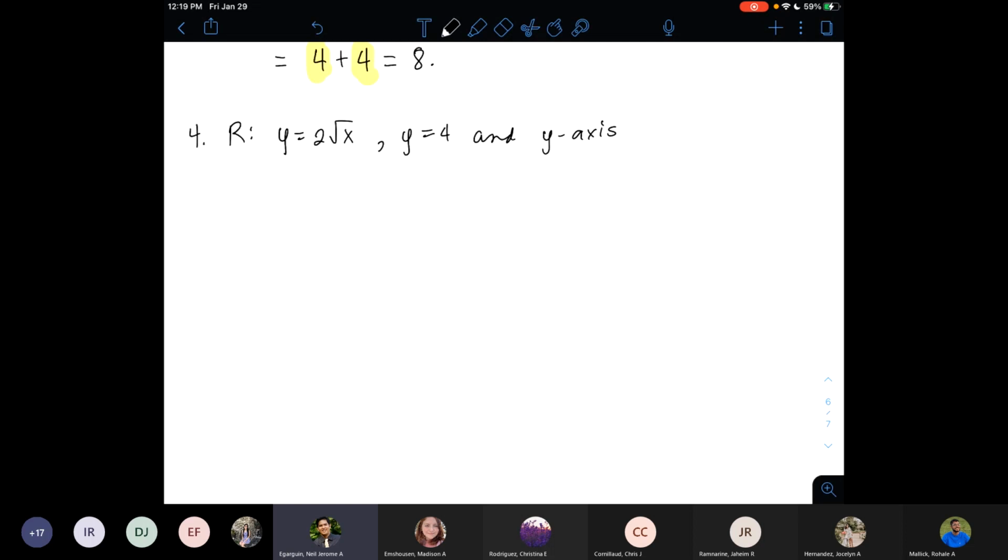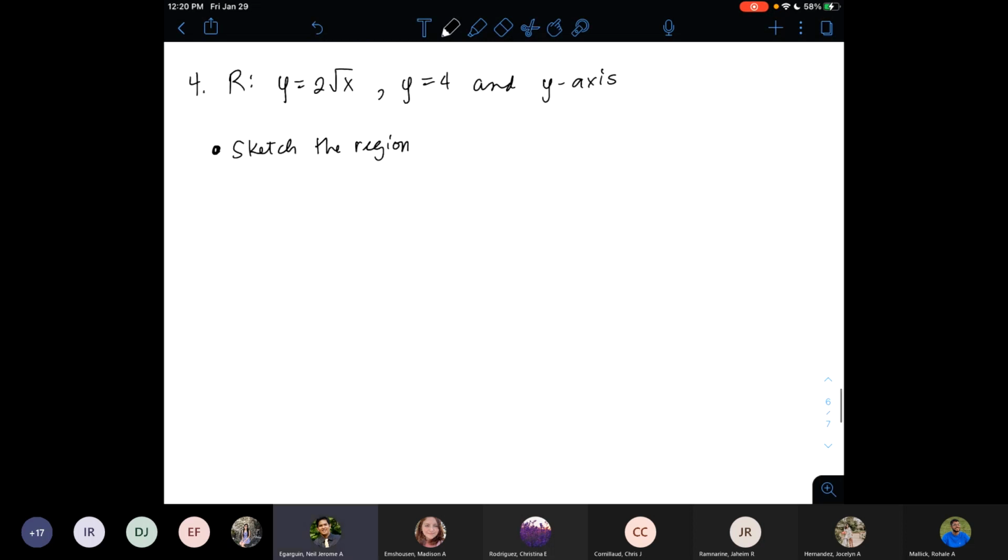Again, the first step is to sketch the region. At least obtain a good idea of how the region looks. The main point here is we need the points of intersection and to know what is the function on top or at the bottom, right? So here I'll start with y equals 2 root x. I know that this is a semi-parabola opening to the right.